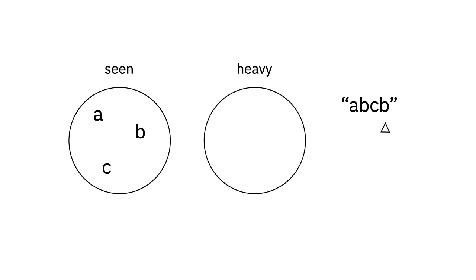The last character is B. As before, we check whether it's in seen. This time it is in seen, so instead of adding it to seen, we add it to heavy. Of course, if we add an element to a set that already contains that element, the set does not change. So in this case, if B is already in heavy, it doesn't matter if we add it again.